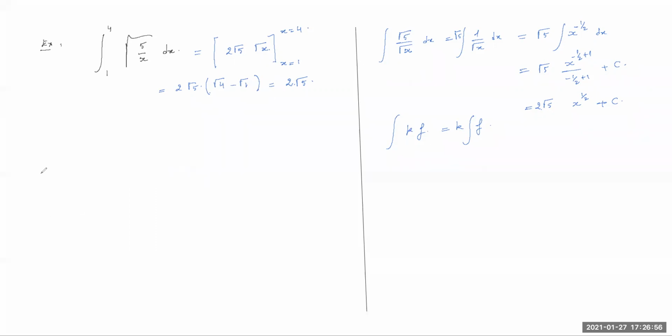Let's do one more, a different one. What about the definite integral from 0 to 2 of the absolute value of 2x minus 1 dx? Now you have an area, but with a function that has an absolute value.